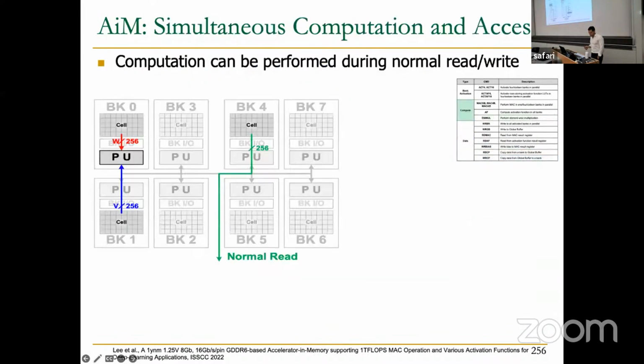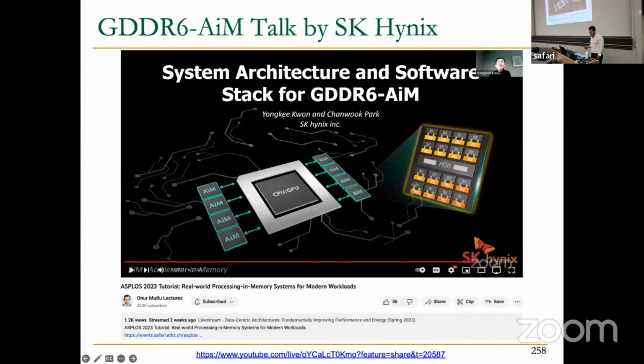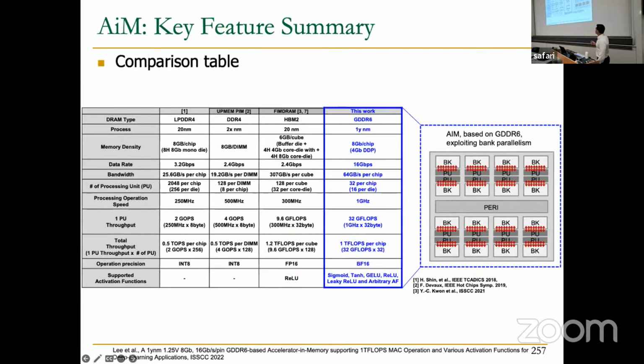So what I want to show next is this comparison table again. Now they are comparing their design with the FIMDRAM architecture together with the UPMEM architecture. What's different between those three is that this is using DDR6, which is used as lower technology nodes. Their density is 4 gigabits per data process. The engine that they have. Let's look at the processing operation here.